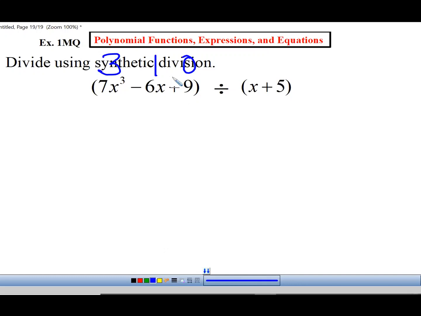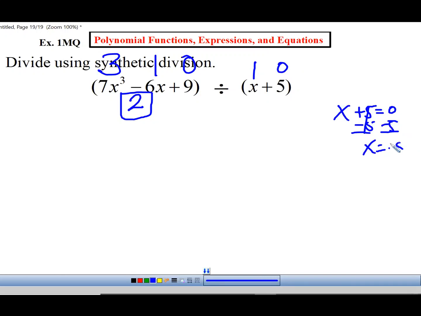However, are there any degrees missing? Yes, the second degree. So I'm going to write it here so that I won't forget it, because we need to use that in our division. Let me go to the next one. First degree, 0 degree, standard form, yes. Anything missing? No. So then x plus 5 equal to 0, minus 5 minus 5, x equals -5. So I start with -5. That's my divisor for my synthetic division. And let's go with the coefficients. With my first coefficient, 7.